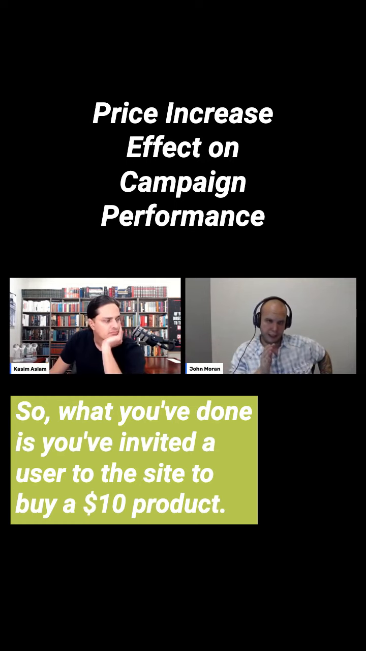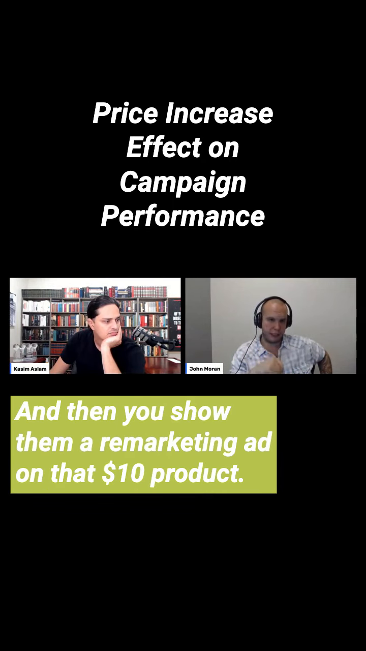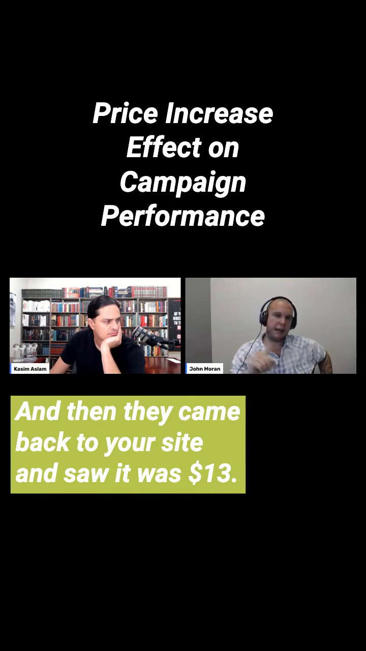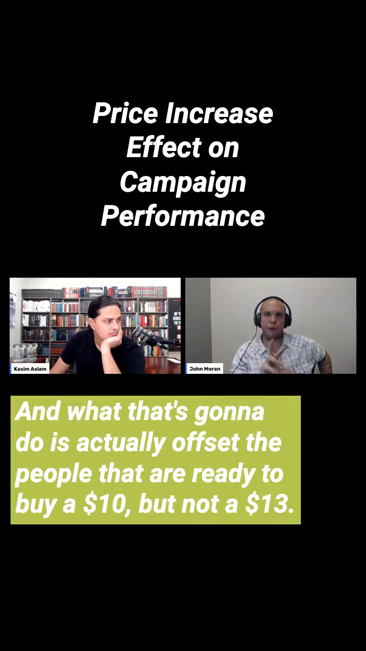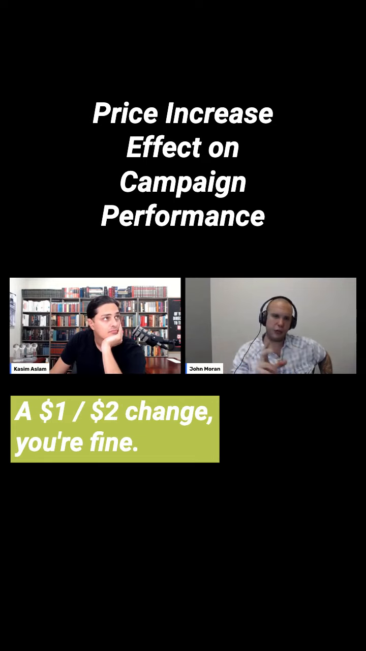So what you've done is you've invited a user to the site with a $10 product, and then you show them a remarketing ad on the $10 product. And then they came back to the site and saw it was $13. You're changing the price halfway through a lot of people's path in the pipeline. And what that's going to do is actually offset the people that were ready to buy at $10, but not at $13. A $1, $2 change, you're fine.